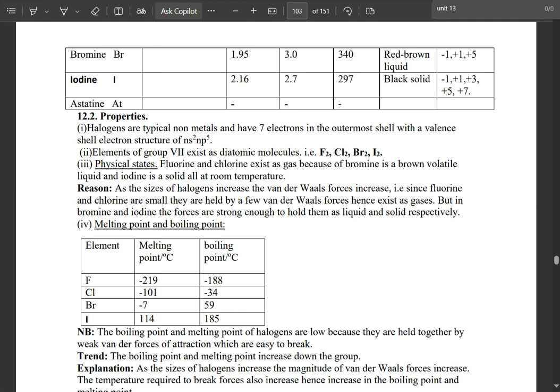So these forces can be London dispersion forces. They can be Debye forces. They can be Keesom forces. So these are different types of van der Waals forces. Van der Waals forces are weak intermolecular forces.